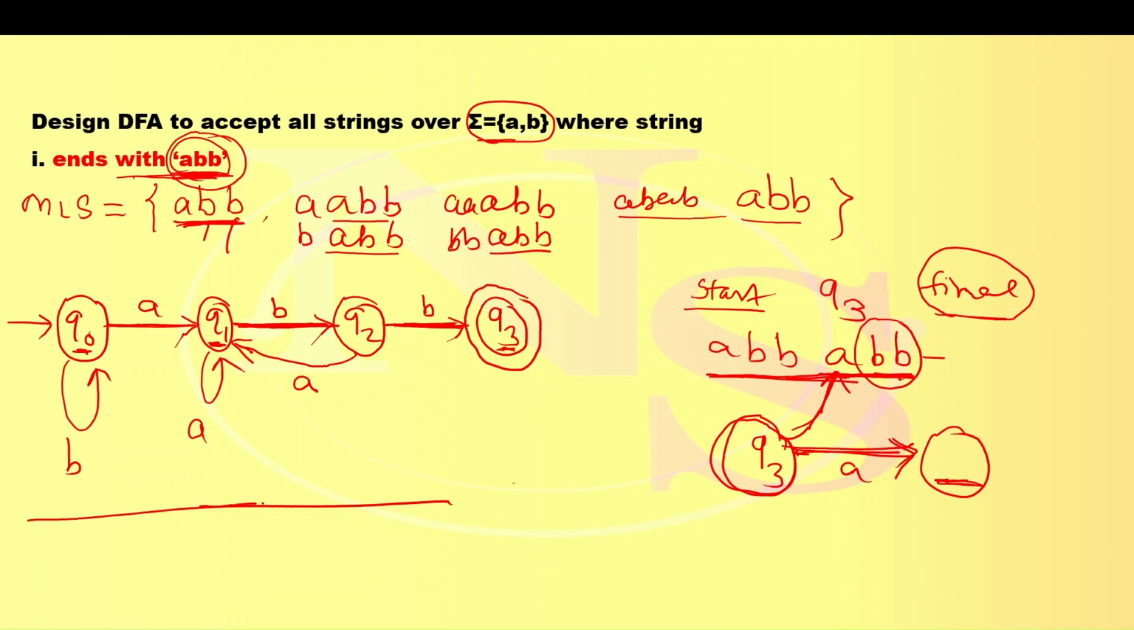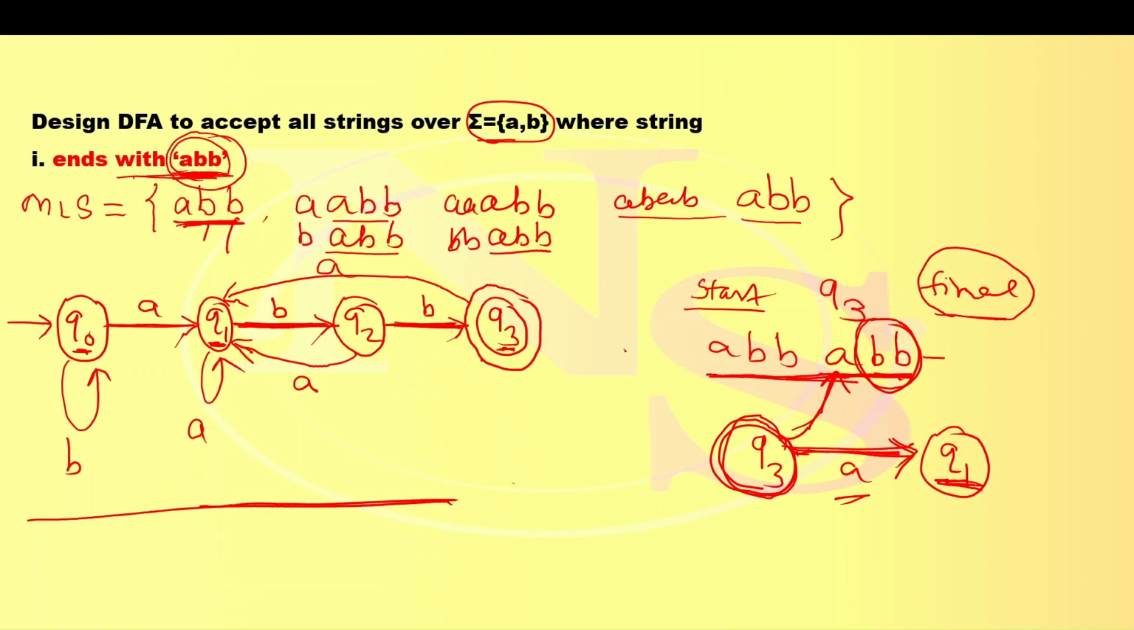In our DFA, which state reads double B and goes to final? This is Q1, explained in the last scenario. So Q1 reads double B going to final. So Q1 will be here. Hence I am connecting the transition from Q3 to Q1 for symbol A.